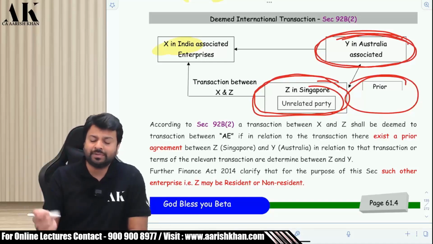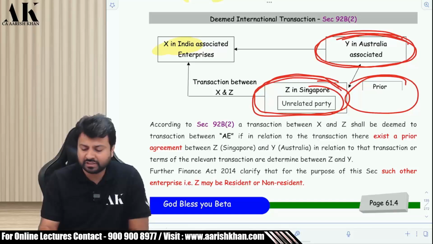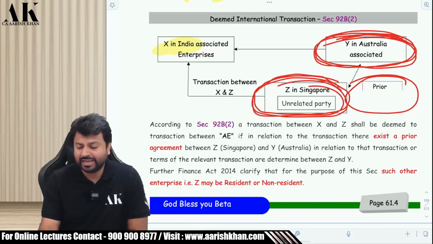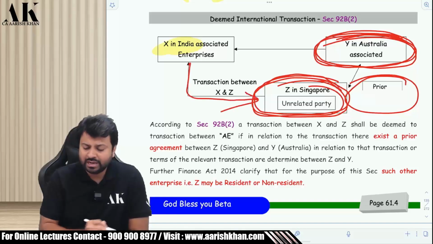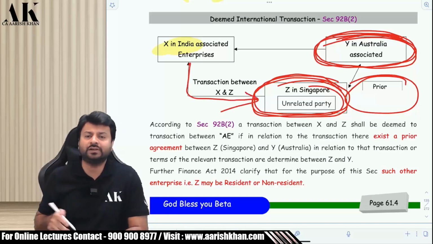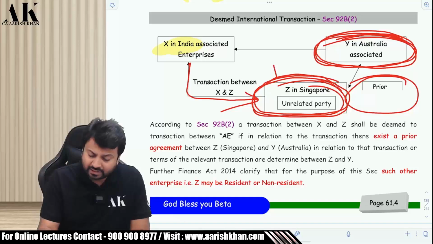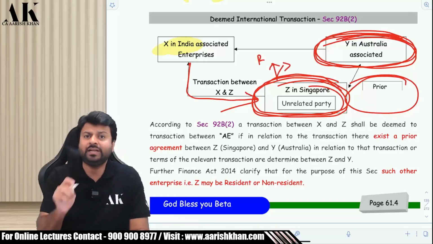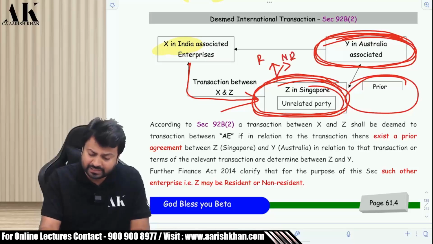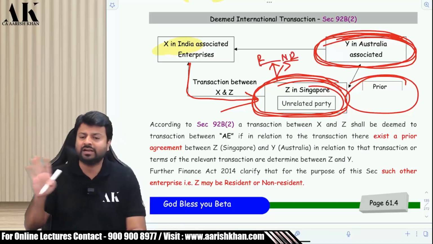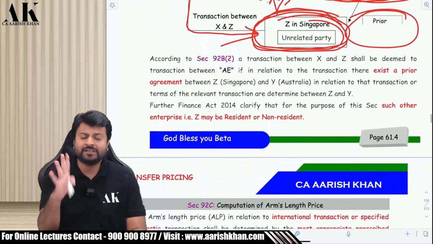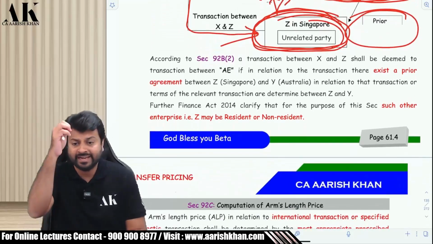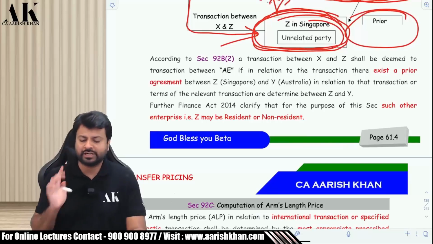So if you do a transaction with a third party and the third party already has an agreement with your associate enterprise, then the transaction between you and this third party is deemed to be an international transaction. This third party can be anyone. Even if the third party is a resident, it is deemed to be an international transaction, and if the third party is non-resident, then also it is deemed to be an international transaction. The residential status of the third party does not matter. Check it please.